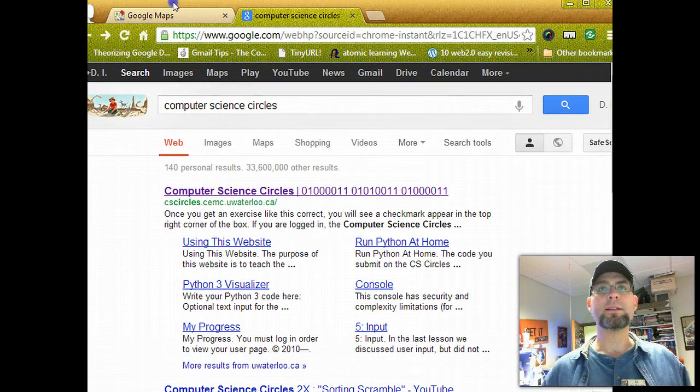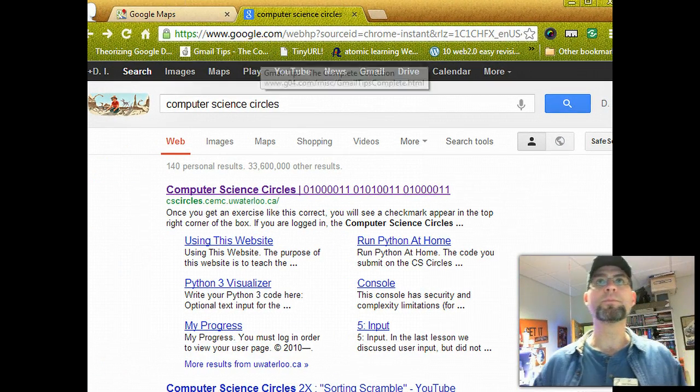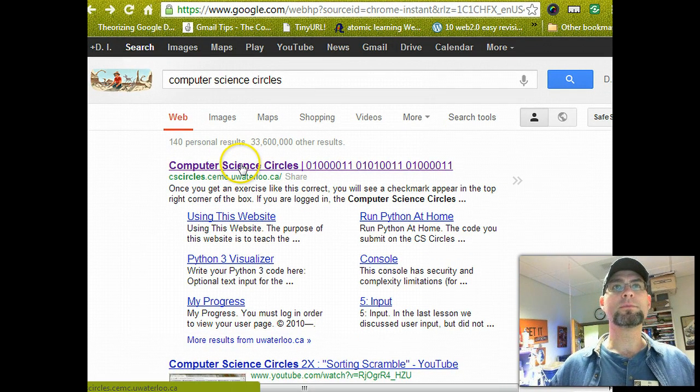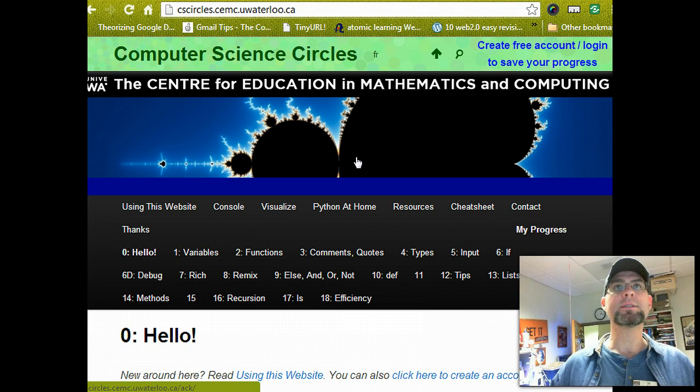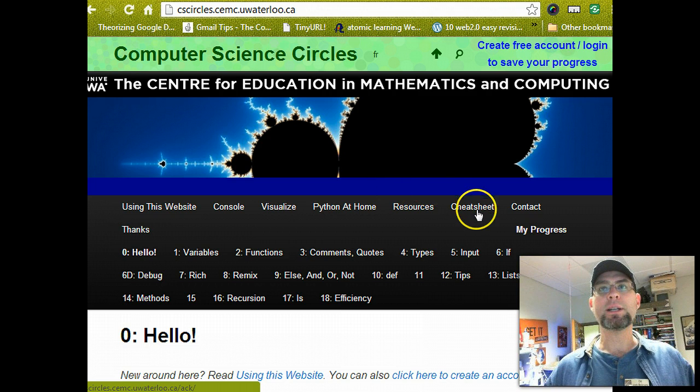Now this demonstration is for JavaScript, but you should be able to apply it to Python, to PHP, to many others, and in fact I'll probably make a similar recording for the Web 250 Database-Driven Websites class showing how you can do it with PHP, and I'm actually going to pull the examples from a site meant to teach Python. So I'm going right to Google and I search on computer science circles, and it takes me to this site, cscircles.cemc.uwaterloo.ca, which is Canada. And I go right to this cheat sheet.